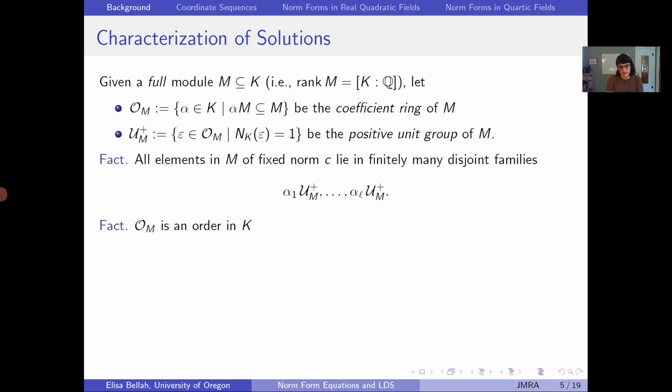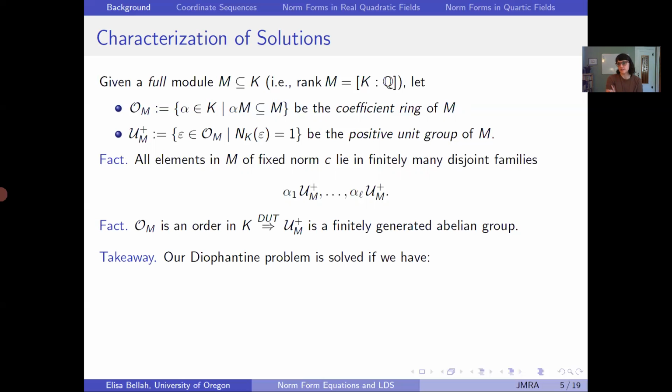Another fact that's not too hard to show is that when your module is full, the coefficient ring is an order in your number field. So Dirichlet's unit theorem applies in this setting, and you get that the positive unit group is a finitely generated abelian group. So what is this characterization actually telling you? It's telling you that our Diophantine problem of finding solutions to norm form equations can be solved if we have two things. First of all, an algorithm to compute this finite list of non-associate elements of fixed norm in your module.